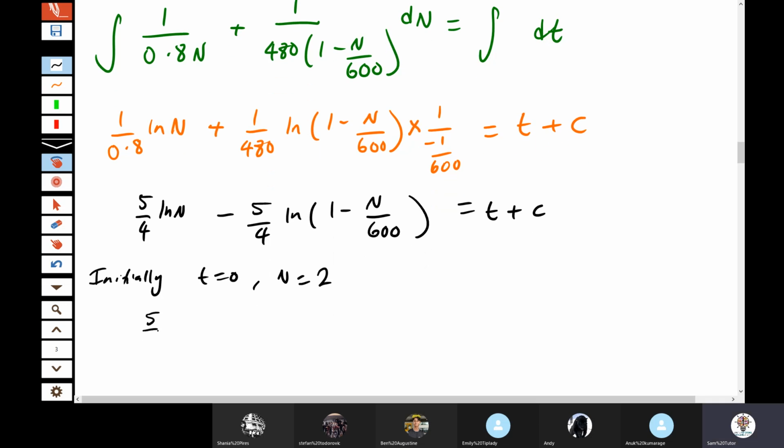So what do we get? We get 5 over 4 log 2 minus 5 over 4 log (1 minus 2 over 600). 1 minus that is log 299 over 300 equals C. Can you see how it's getting ugly, Andy? Do you see why I say you can just leave it as a constant, capital A? That's the logic. We don't actually care too much about the constant, as long as we know it's a constant.